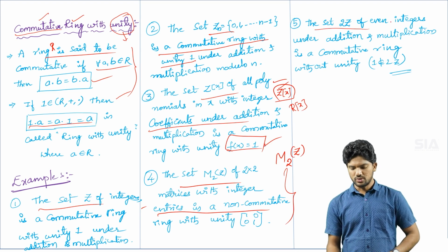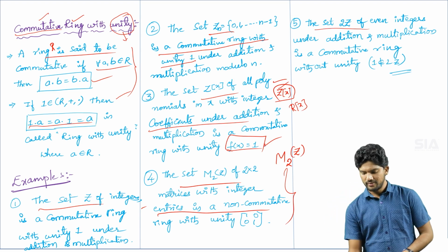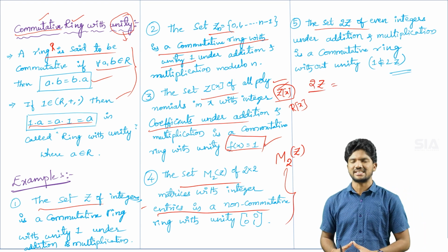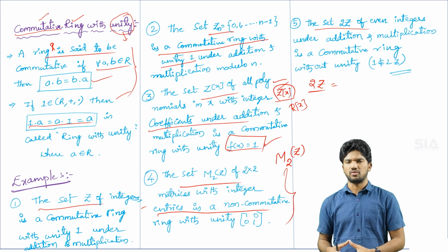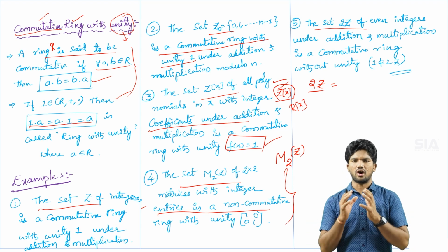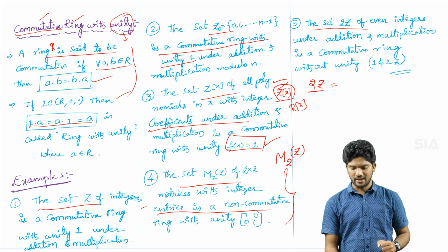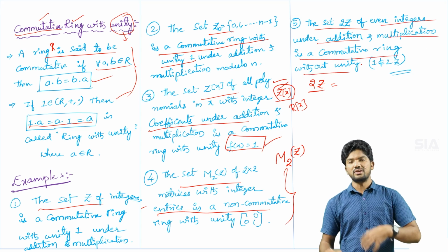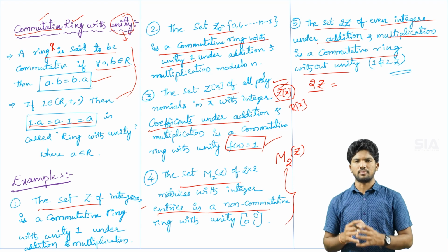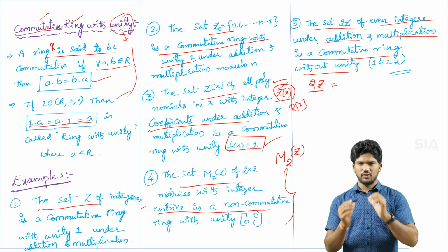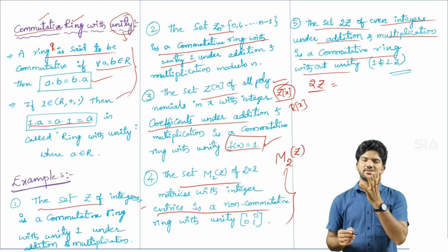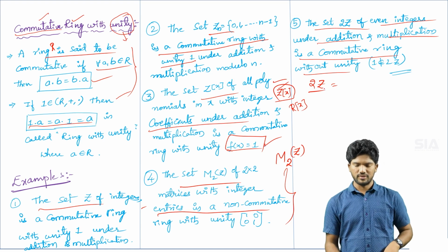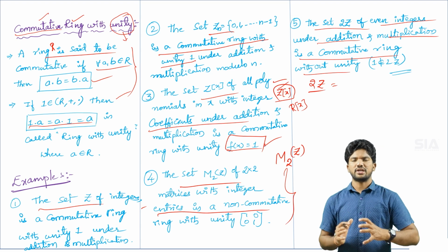Next, the set 2 into Z. You know very well Z, and if you multiply by 2, you will get all even integers only, with no odd integers. The set of even integers under addition and multiplication is a commutative ring without unity. It satisfies the commutative ring property without unity. Why? Because if you multiply the integers by 2, you will not get the number 1. 1 into 2, again you will get 2 only. Therefore, it satisfies the commutative ring property only without unity.